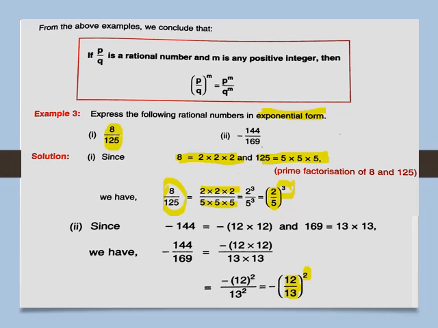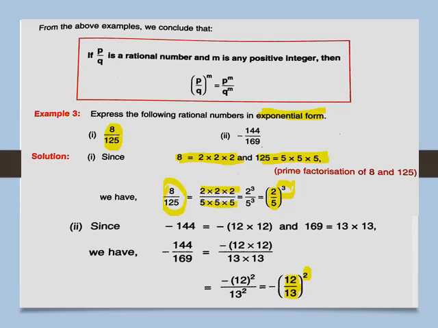Now this number is given in the exponential form. No, now we have to write a number in the exponential form. So let's take the number 8 upon 125. 8 equals 2 into 2 into 2. We have to find the prime factors. And 125 equals 5 into 5 into 5.